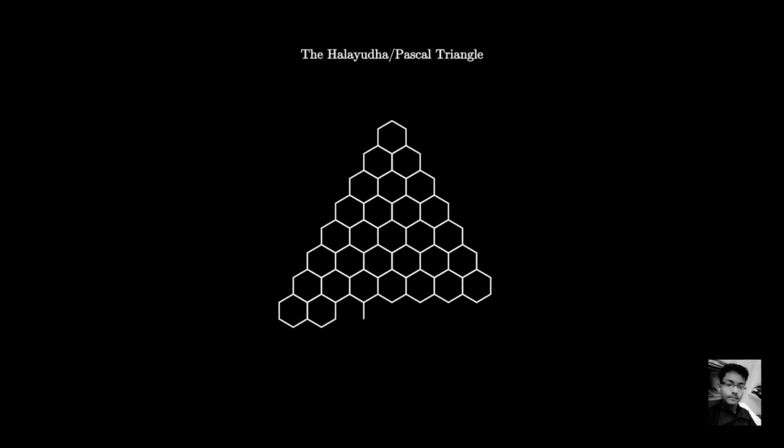The Halayudha-Pascal triangle is a triangular array of numbers built as follows. Every row begins with a 1 and ends with a 1, and every other entry in the triangle is obtained by adding the 2 entries directly above the entry in question. We can fill in the rest of the triangle using this pattern. Here, we've only pictured up to row 7 in the Halayudha-Pascal triangle.